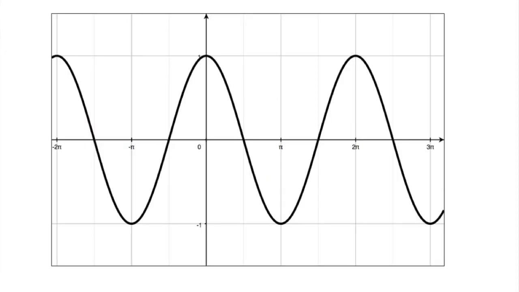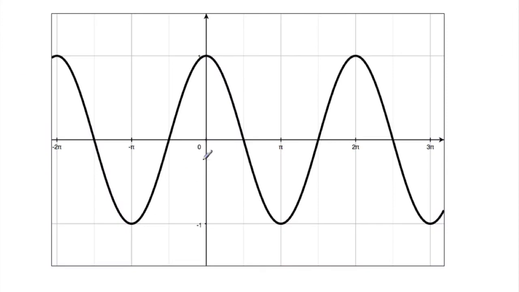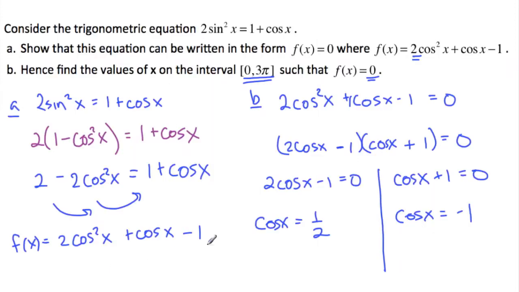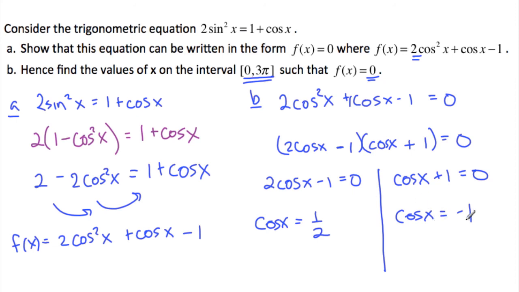Let's just jump over to our graph. Here's cosine x from negative 2 pi to 3 pi. We're just going to use this graph to figure out how many solutions we're going to get. So we're going from 0 to 3 pi. First one says when cosine x equals 1/2, so let's just graph 1/2. How many solutions is that going to get? Looks like 3 to me. 1, 2, 3. And let's go cosine x equals negative 1.